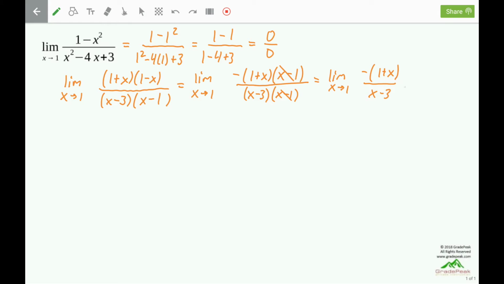And we can retry plugging the 1 in at this point. We're going to have negative 1 plus 1 over 1 minus 3, which is giving me a negative 2 over a negative 2. Negative 2 over negative 2 is a positive 1.